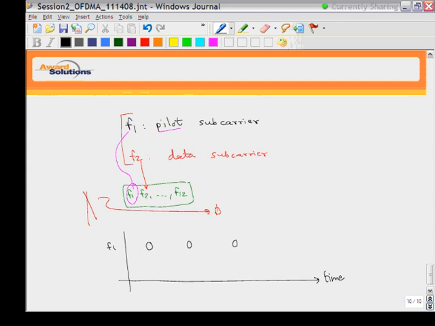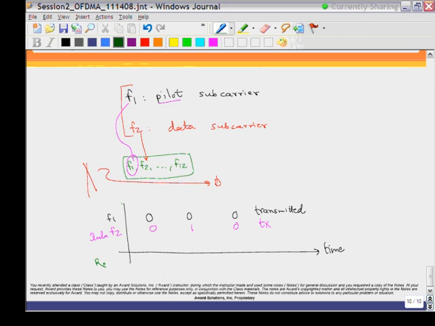F1 is 0, 0, 0. This is what is transmitted. Then F2 is data. Let's say we have some data bits 0, 1, 0. Again, this is transmitted. And now, what is received? So this was transmitted by the eNodeB, and this is received by the UE.